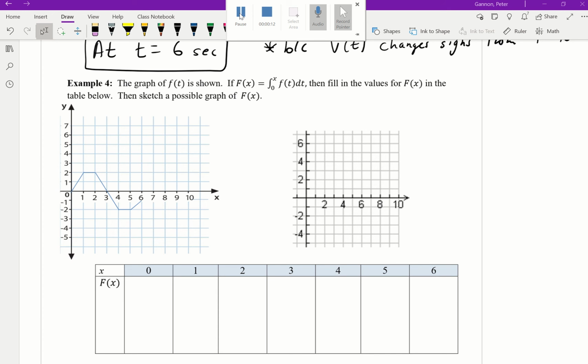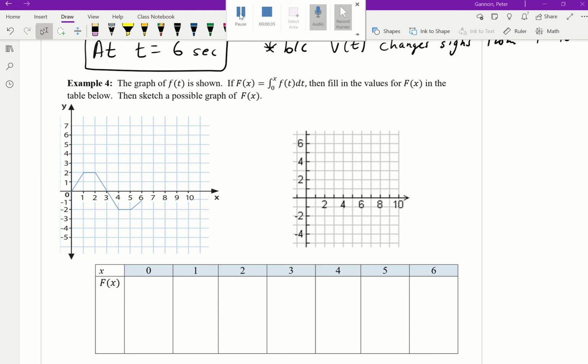The graph of f of t is shown. If capital F of x, which is the antiderivative of f of x, is equal to the integral from 0 to x of f of t dt, then we want to fill in the values for the antiderivative of f of x in the table below, and then sketch a possible graph for F of x.